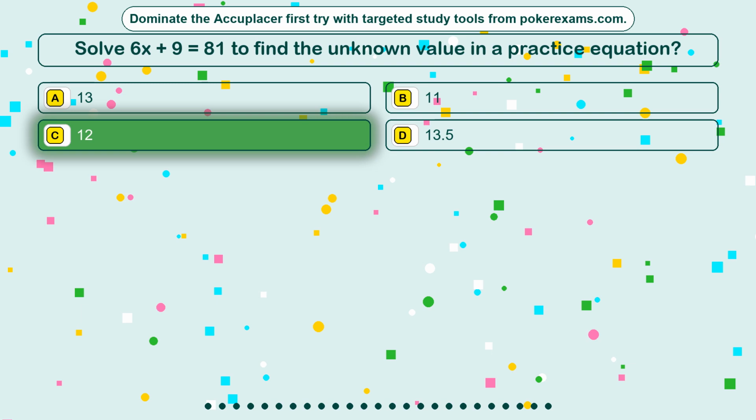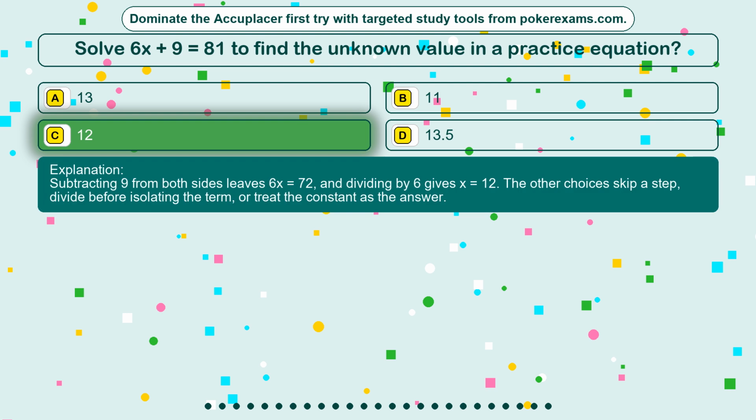The correct answer is option C, 12. Subtracting 9 from both sides leaves 6x equals 72, and dividing by 6 gives x equals 12. The other choices skip a step, divide before isolating the term, or treat the constant as the answer.